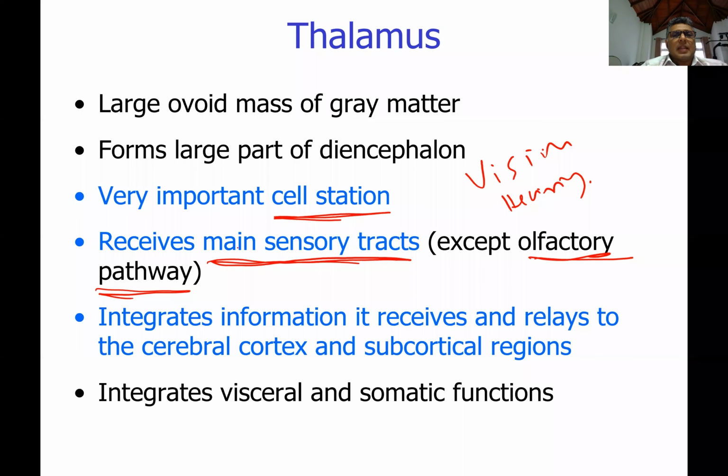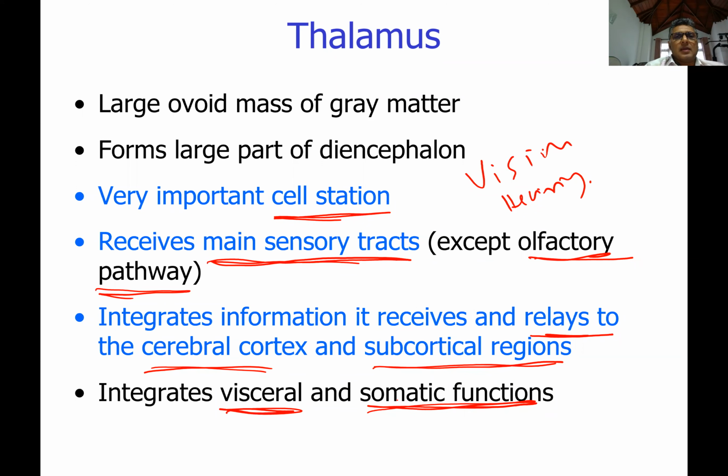And the thalamus receives sensory information and sends it to the cerebral cortex, and not only the cerebral cortex, but also areas below the cerebral cortex, which are called subcortical regions. You don't have to memorize it by heart; when it comes, you will learn it. Even though I mention it here. And most importantly, the thalamus integrates visceral functions coming from the internal organs and somatic functions as well. Details of it you will learn later.